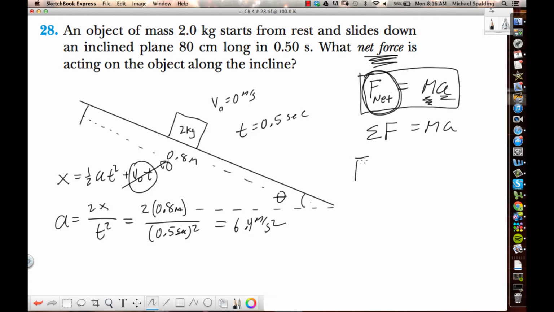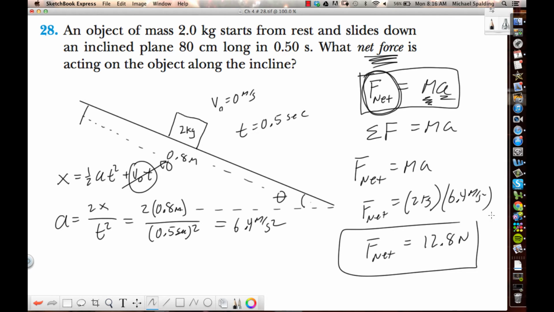So what must the net force be? F net equals Ma. The mass is 2 kilograms. The acceleration is 6.4. So net force comes out as 12.8.